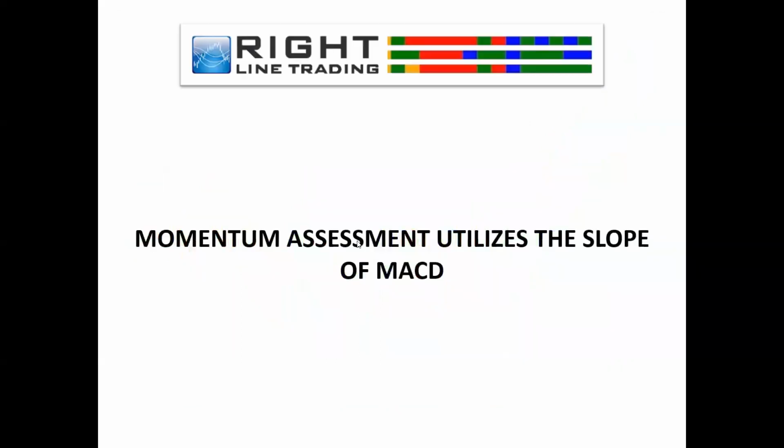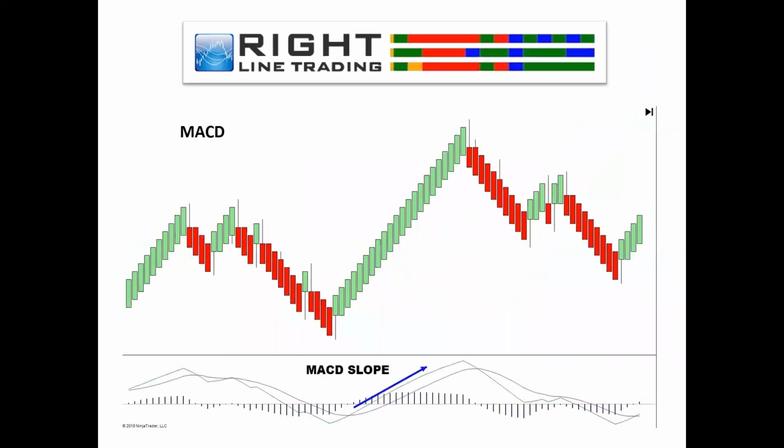Now we're going to look at momentum, and we utilize the slope of the MACD. There's lots of ways to assess momentum. You can use Heikin-Ashi momentum. You can use an oscillator, which creates a momentum assessment. I just like the MACD assessment because it has two events.